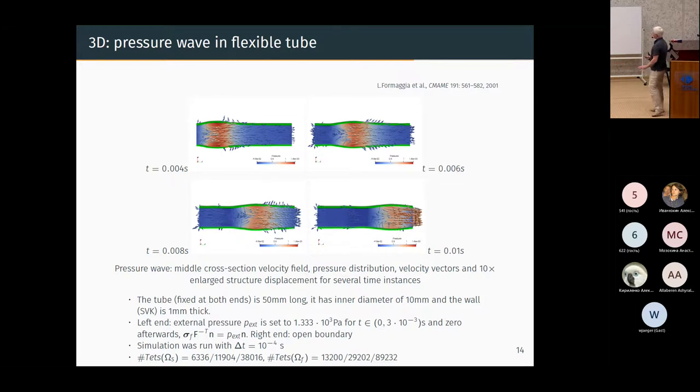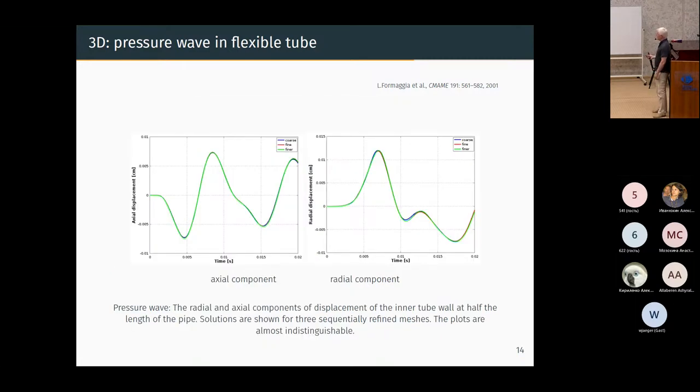And again, we tested this benchmark on a sequence of tetrahedral meshes. The coarsest grid contains 20,000 cells, 13,000 in fluid and 6,000 in the structure, in the wall. And the finest one had in total around 90,000 cells in the fluid and around 40,000 cells in the structure, which means 130,000 cells.